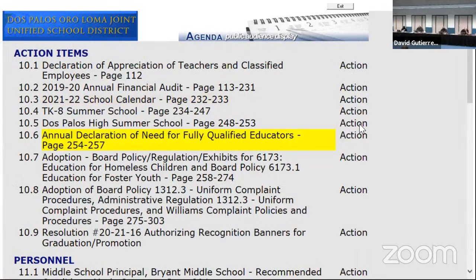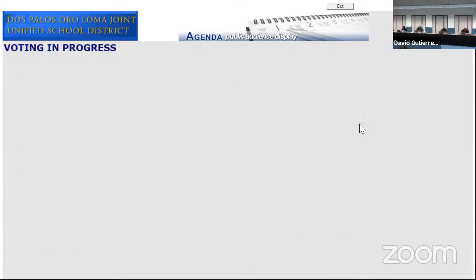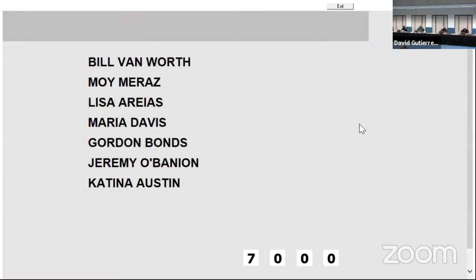10.6 Annual Declaration of Need for Fully Qualified Educators. Is there a motion? By Mrs. Davis. Second. Seconded by Mr. Merced. So this is the annual declaration, just in case we do not find fully qualified teachers, it allows us to hire emergency permit teachers. Any questions? Vote. Passes.